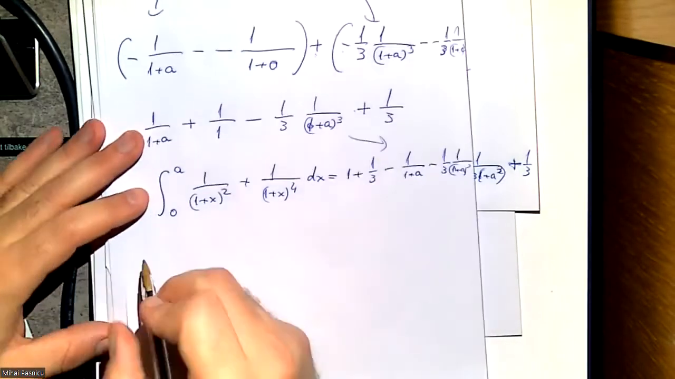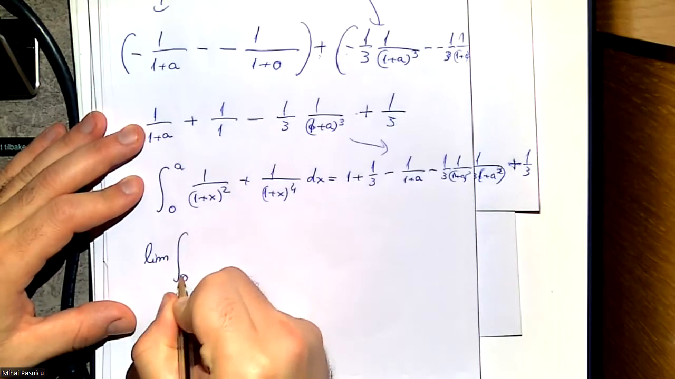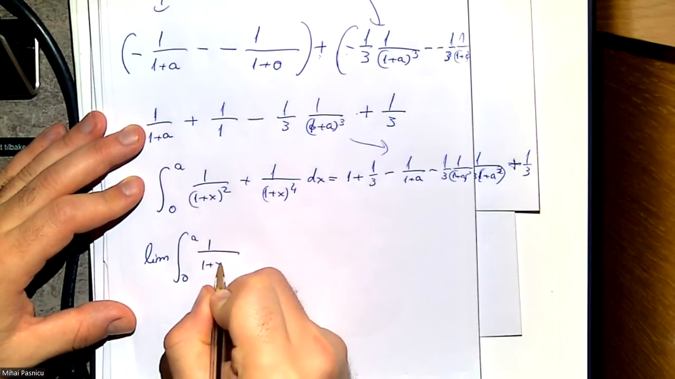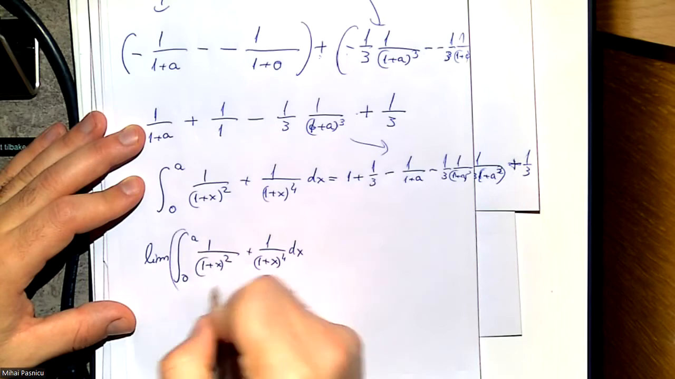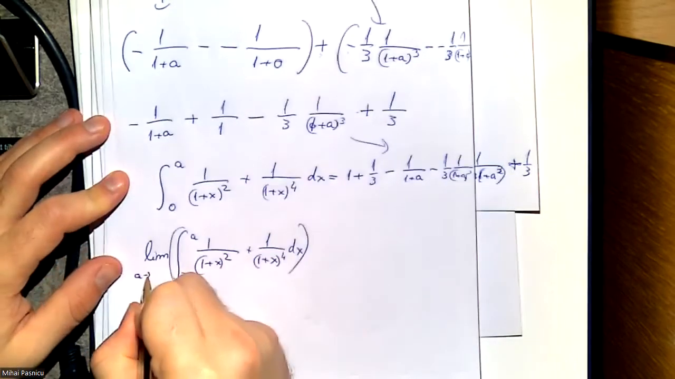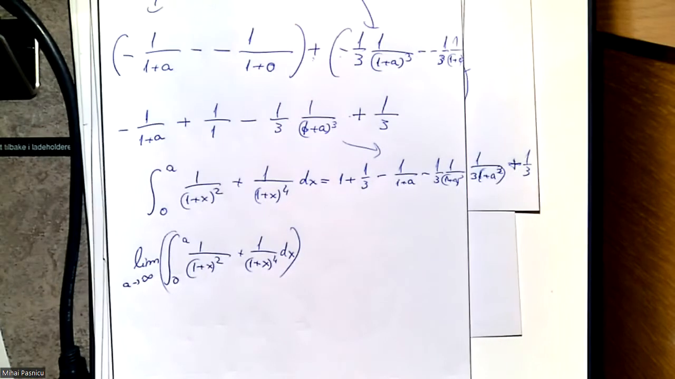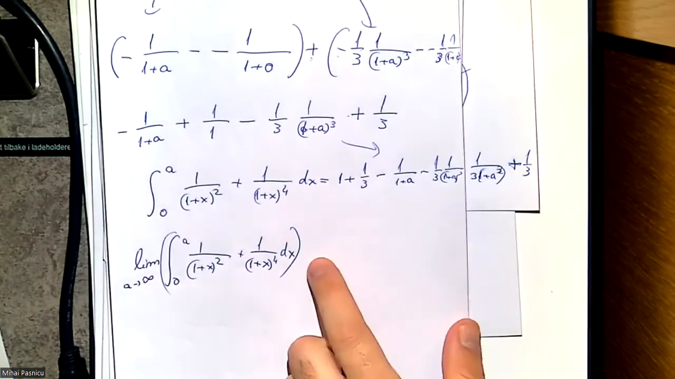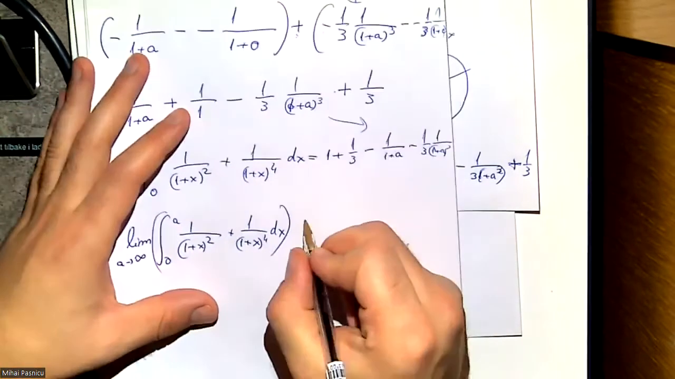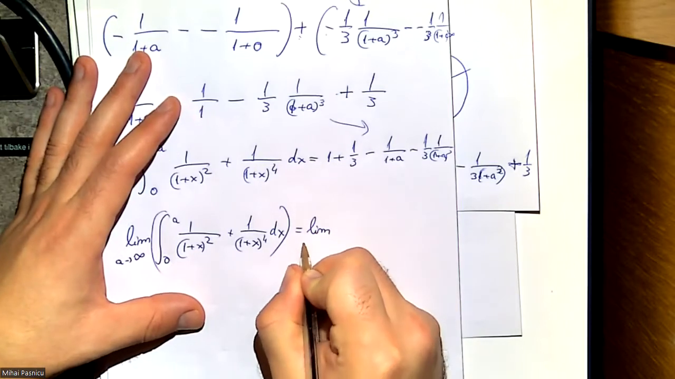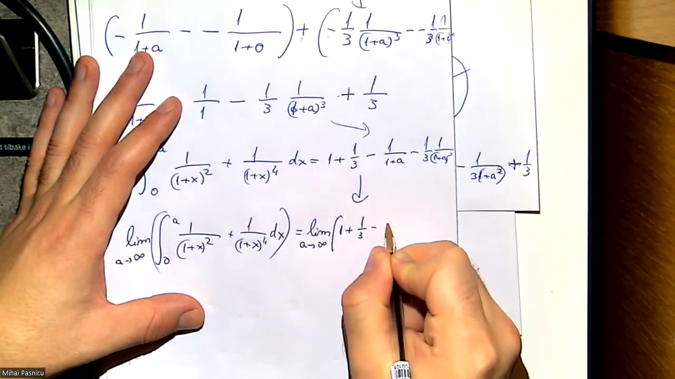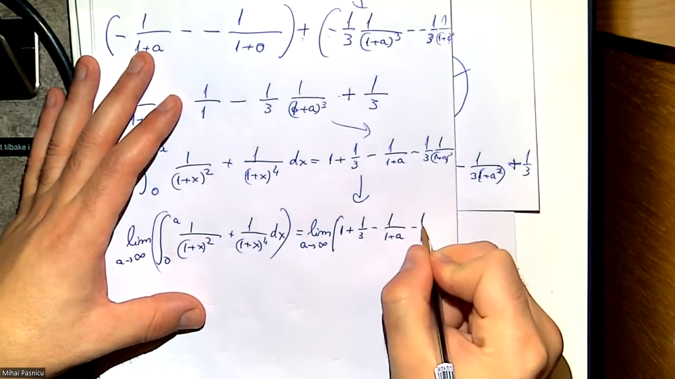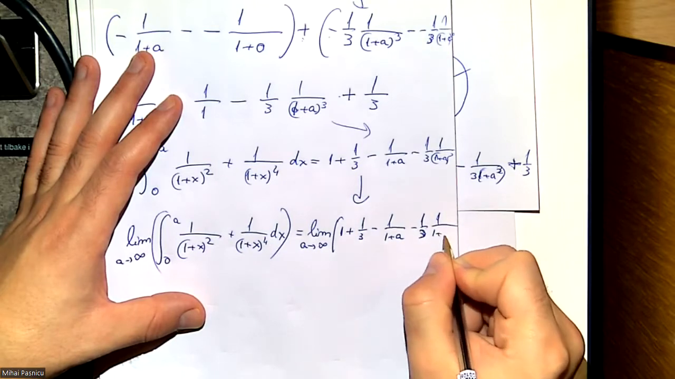We had to compute the limit of this integral from 0 to a of 1 plus x squared. And I said, when a goes to infinity, what I told you to do is just compute this normally, replace, and then take a limit. That is exactly what we're going to do. This is equal to the limit when a goes to infinity of, just plug it in, 1 plus 1/3, minus 1 over 3 times 1 plus a to the third.